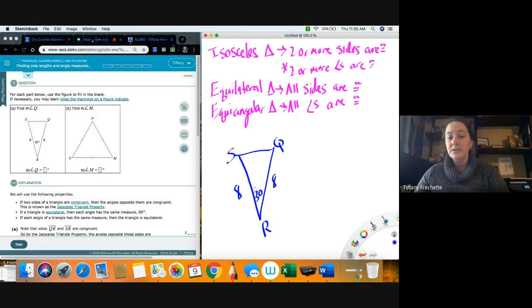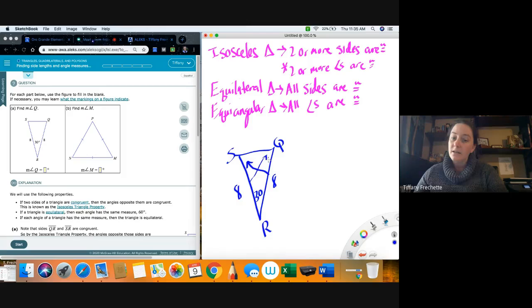They're not using congruent marks, but they tell us it's 8 and 8, so it's just as good as congruent marks. We know that they're congruent. 8 equals 8. If we know that the two sides are congruent, we can go to the opposite angles like this. So I know that angle Q and S have to be the same.